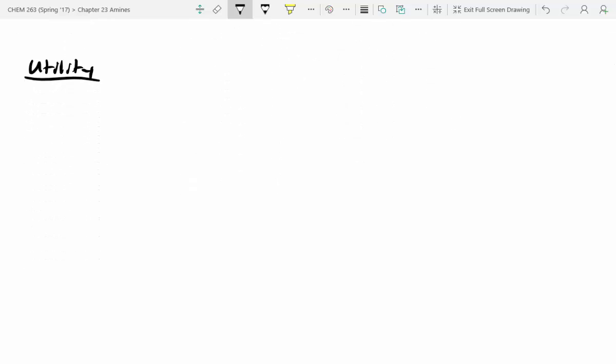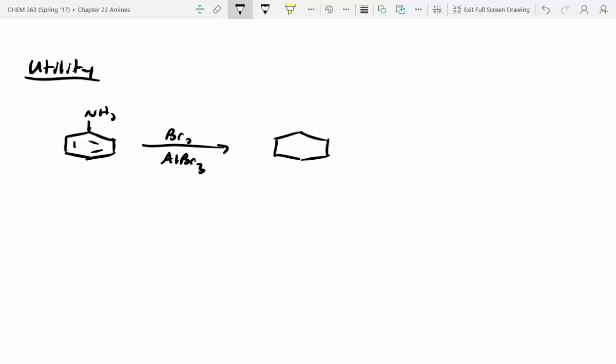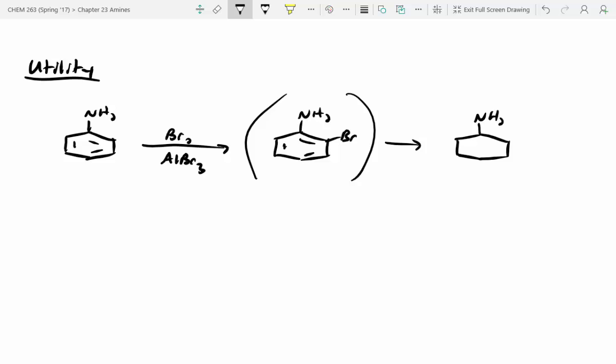All right, there's a couple things. One, we said if you treat this with Br2 and aluminum tribromide, you would primarily get ortho because that nitrogen's not very big and bulky. So statistically, you've got two ortho positions versus the one. And then the other problem is that this is so electron rich that it's really hard to control, and you run into the problem of overbromination.